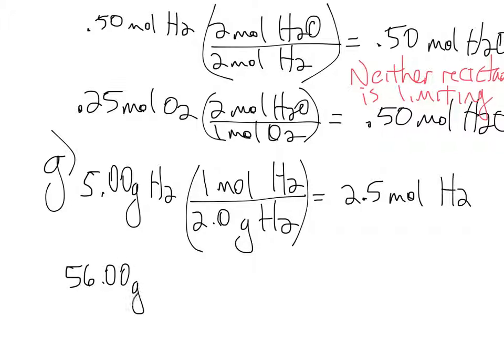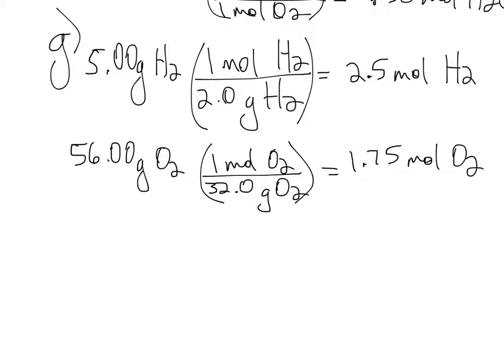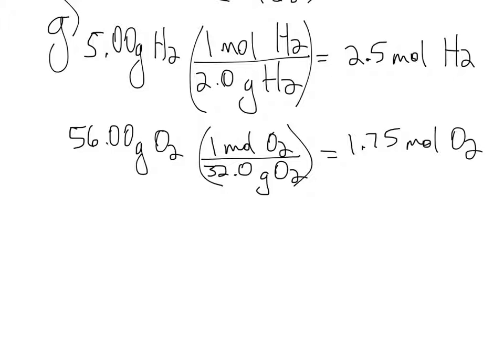The other reactant they give us is 56 grams of O2. And within the oxygen molecule, there are 2 atoms of oxygen. Thus, the molar mass is 16 plus 16, or 32. And that works out to be 1.75 moles of O2. Now we've got the moles of both reactants, and we can just carry on like any of the previous problems.